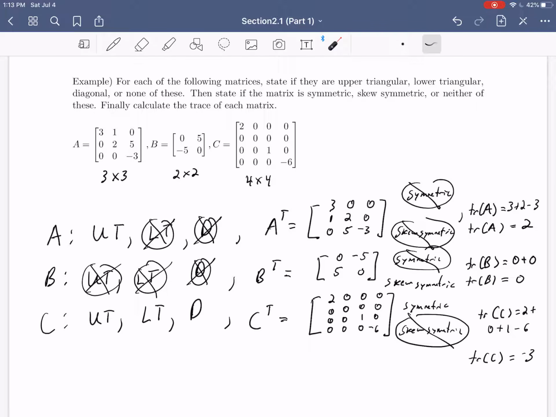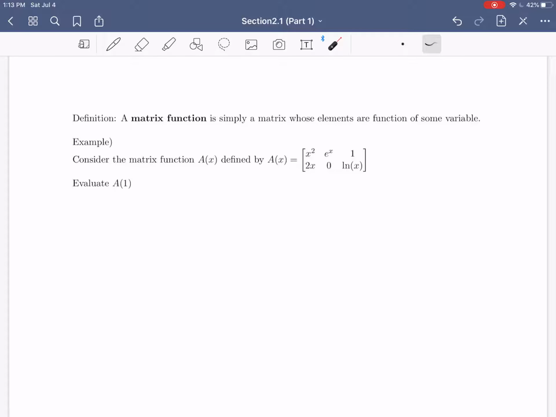All right, last thing to say for our brief introduction into matrices here before we start talking about matrix operations is what is a matrix function. So a matrix function is very simple. It's simply just this sort of name that we give to matrices whose elements are functions of some variable. So as an example of that, we can consider the matrix function A of x, defined by A of x equals x squared, e to the x, 1, 2x, 0, ln x. So this is a 2 by 3 matrix function, 2 rows, 3 columns, where these things are all functions of x. Now, some of them are obviously constant functions of x. Other ones are more interesting functions of x.